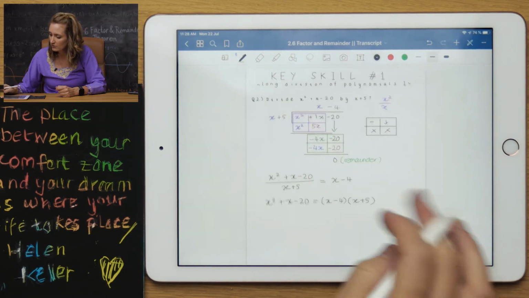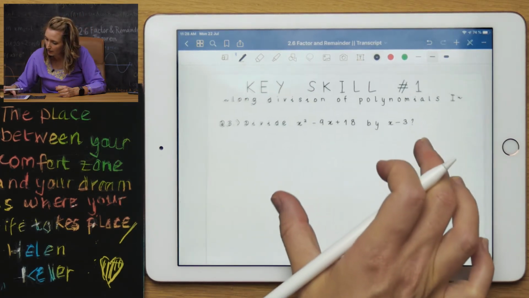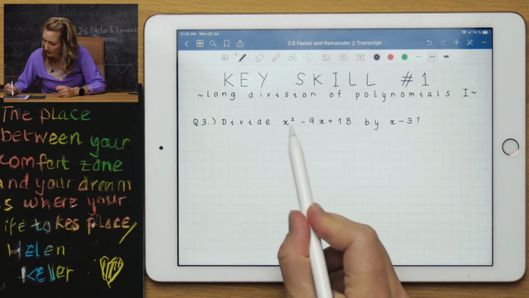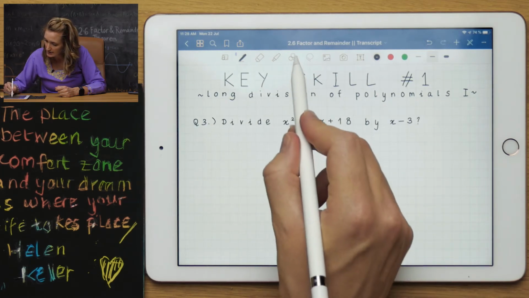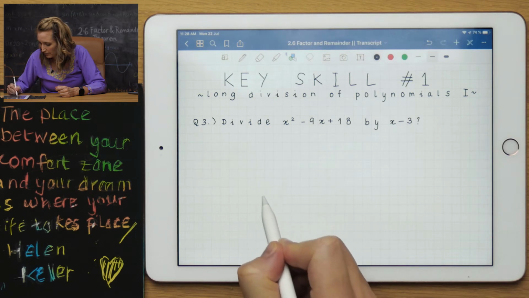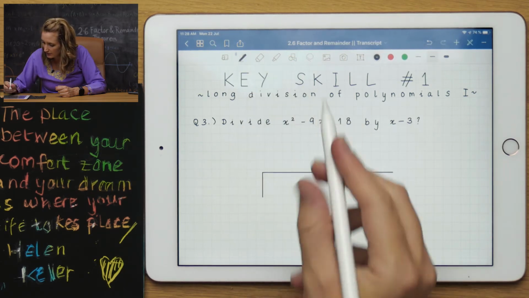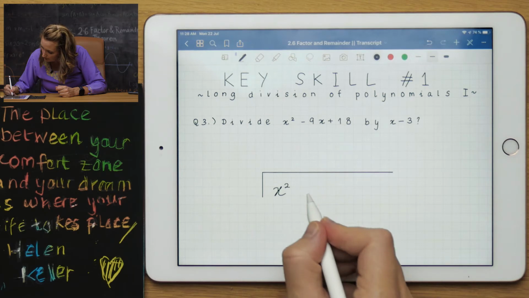Okay, we're going to continue our block method here. Now we've got x squared minus 9x plus 18. If you remember from before, the dividend, what we're dividing, goes underneath.